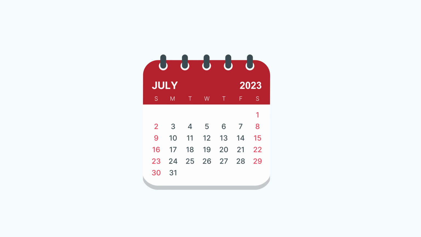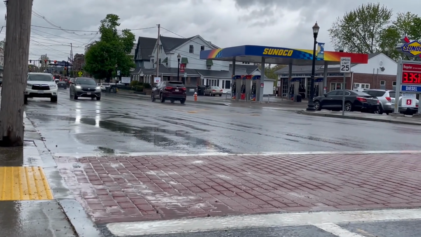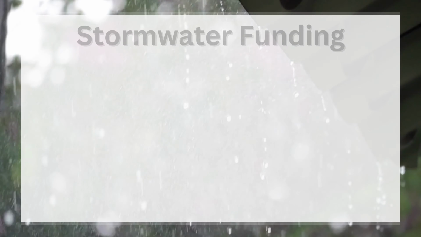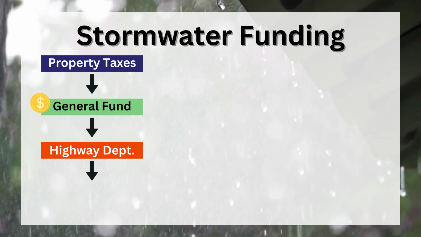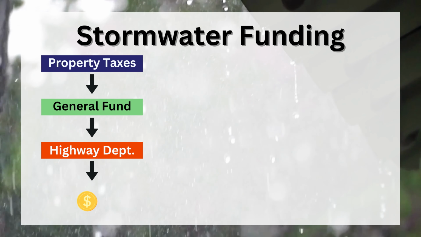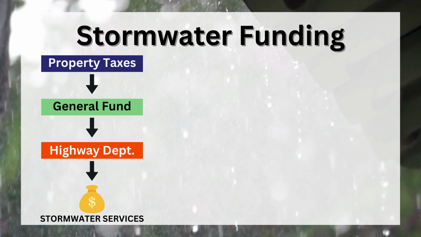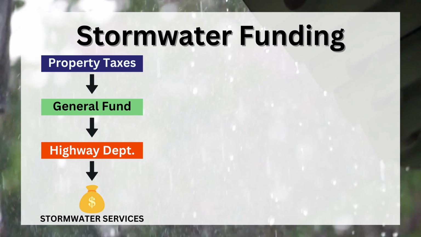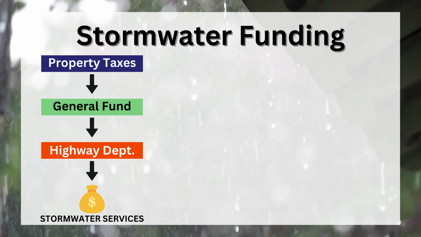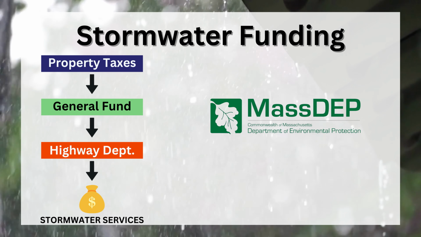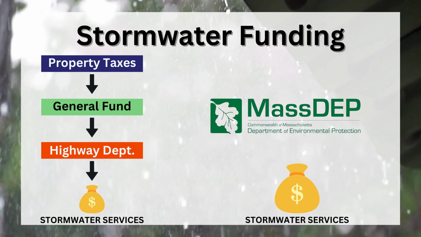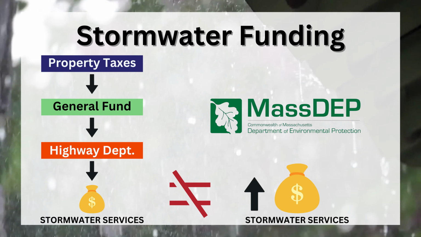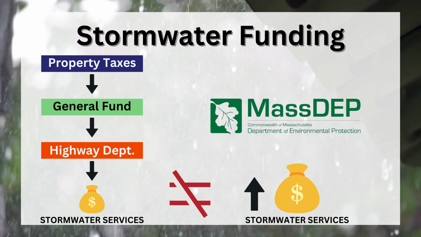Starting July 1st, 2023, Franklin property owners will notice a stormwater utility fee on their quarterly utility bills. Currently, the funding for maintaining our community's stormwater infrastructure is allocated to the Highway Department through the town's general fund, which is paid into by local property taxpayers. In recent years, the compliance requirements to the state for stormwater maintenance have increased. It is no longer sustainable to rely on the general fund as a source of funding.